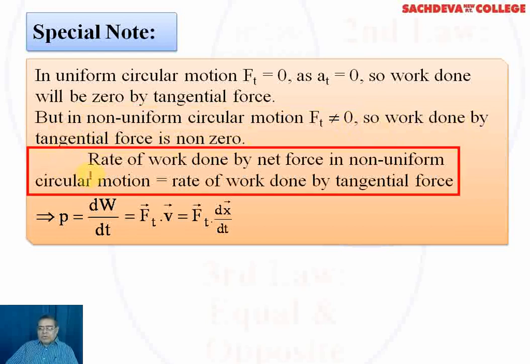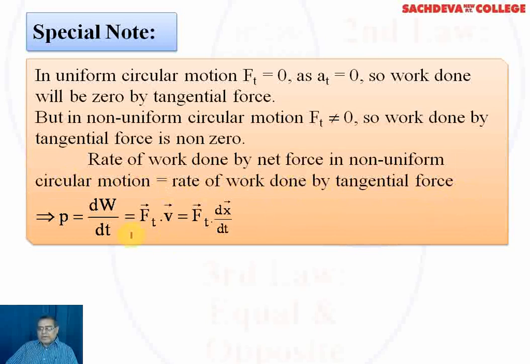The rate of work done by net force in the uniform circular motion is equal to the rate of work done by the tangential force. When we speak of the rate of doing work, that is power. So power is indicated as P equal to the derivative of W with respect to time. We can read it as the rate of doing work. That is, d over dt is the rate of doing, and W stands for work, or we can say derivative of work with respect to time.